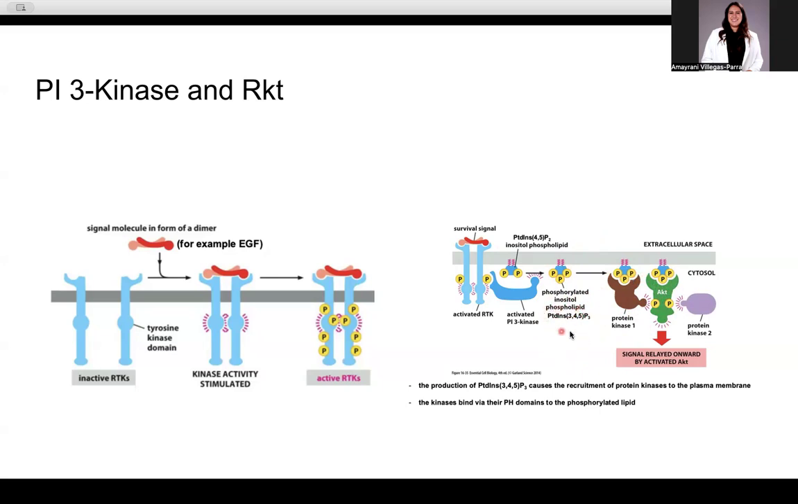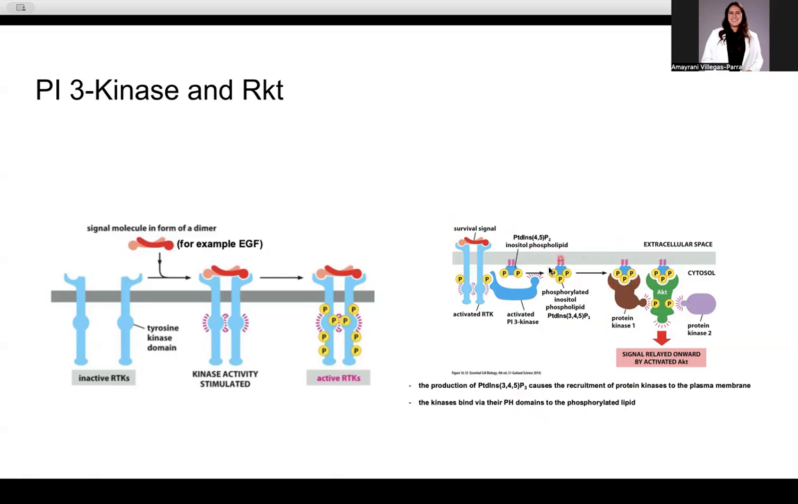Make sure for your exam you're writing it all out. Don't just say PIP3, okay? Just for the sake of this video, I'm trying to make it simple. So what happens is that this gets phosphorylated, which means it's active and it can then cause a downstream signaling cascade. So all of this is happening via their PH domains, okay?